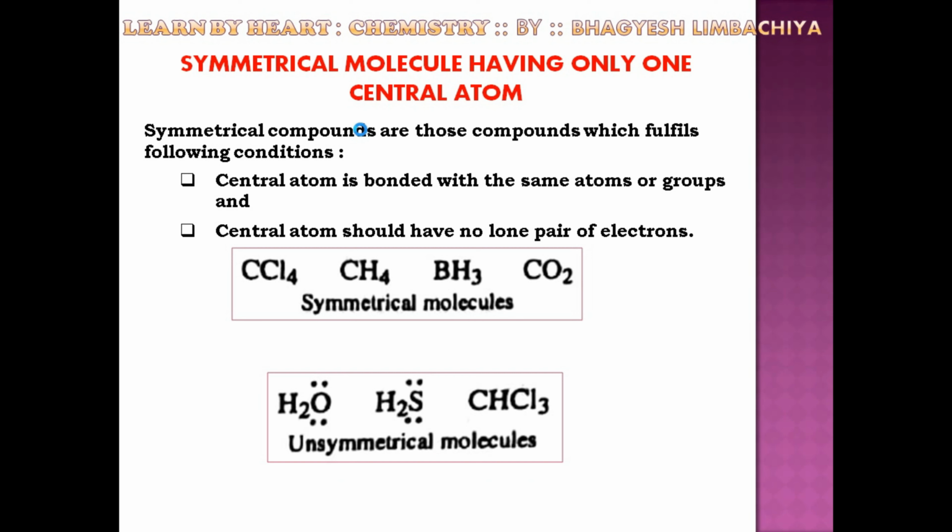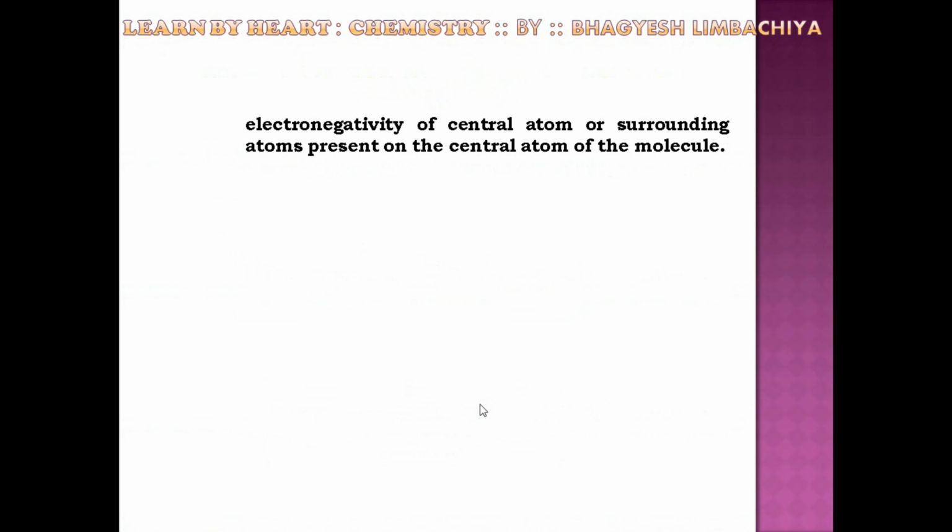Similarly, H2O, H2S and CHCl3, these are unsymmetrical molecules, because here the electronegativity of oxygen is more, sulfur is more, and here all the atoms attached with the carbon atom are not the same. The electronegativity of the central atom or surrounding atoms present on the central atom of the molecule is directly proportional to the mu.